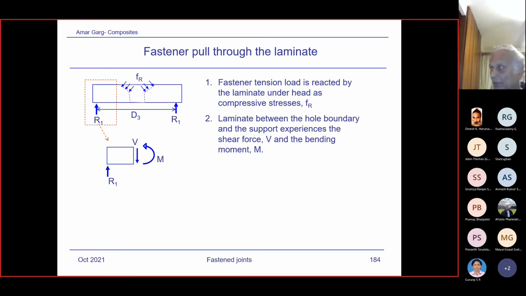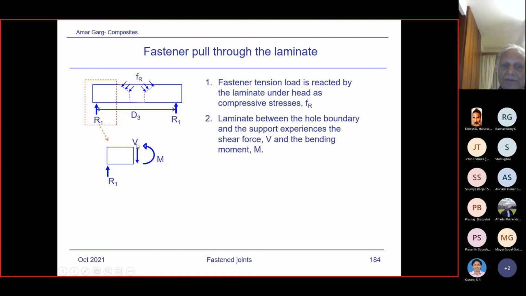Okay, so we considered the bolt failure under tension load, but another mode could occur if the bolt doesn't fail but the laminate may fail. And quite often for a thin laminate, it is the failure of the laminate which will occur before the bolt fails. So the fastener tension load is created by the laminate under the head as compressive stress over here. The laminate between the hole boundary and the support experiences a shear force V and a bending moment M. I've just shown it over here. So what happens?